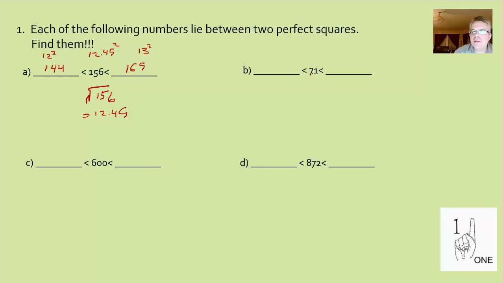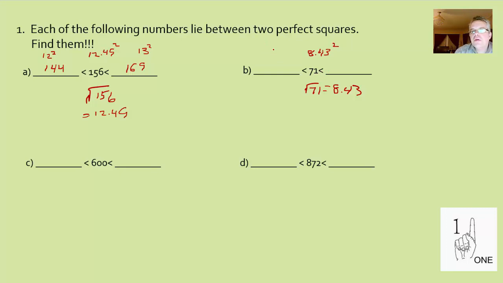Let's try another example, 71. Let's do the trick again. Let's take the square root of 71. What do we multiply by itself to get 71? The square root of 71 is about 8.43. About. It keeps going, so it's an approximation. That tells me that 8.43 squared is about 71.